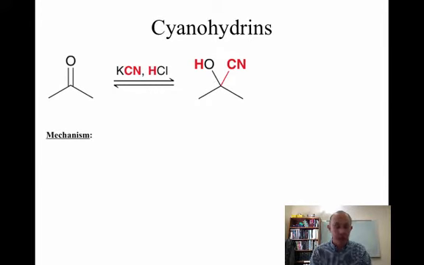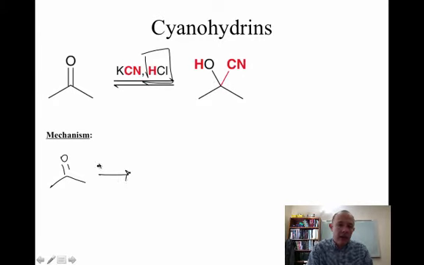Remember, the first thing you always want to ask yourself is, are the conditions acidic or basic? In this case, it's a little ambiguous, right, because cyanide is a base, HCl is an acid, but HCl is a stronger acid. It's a very strong acid, whereas cyanide is not a very strong base. So what happens first is a proton transfer step. So cyanide is apparently not a good enough nucleophile by itself, so we add HCl.